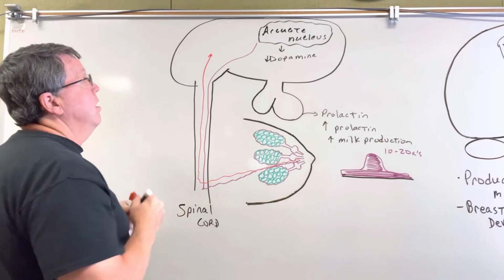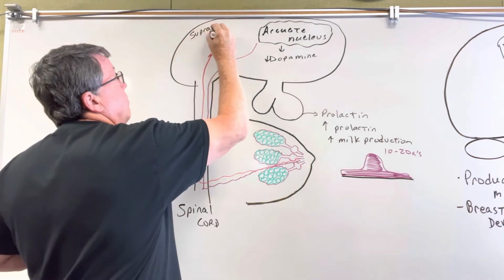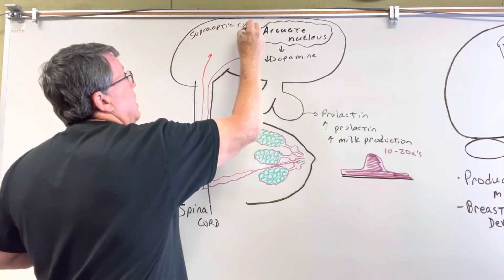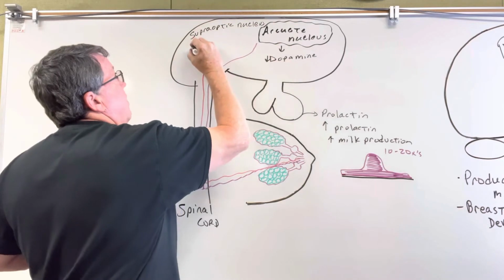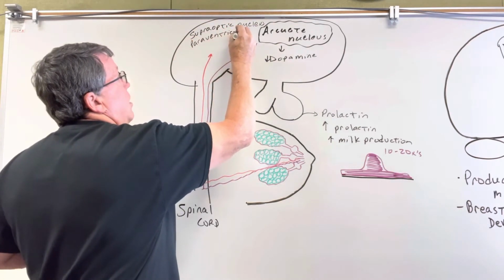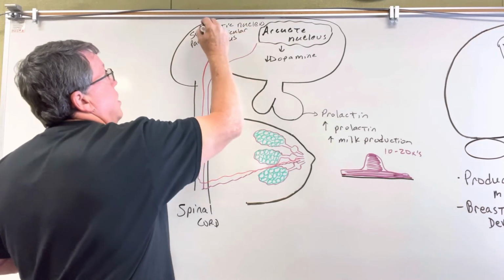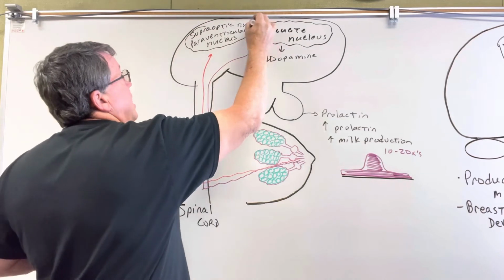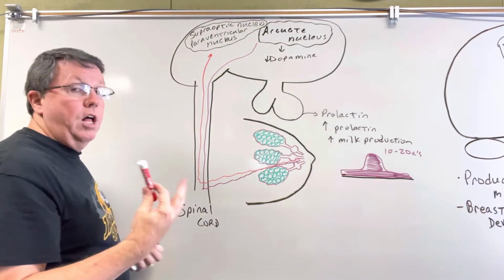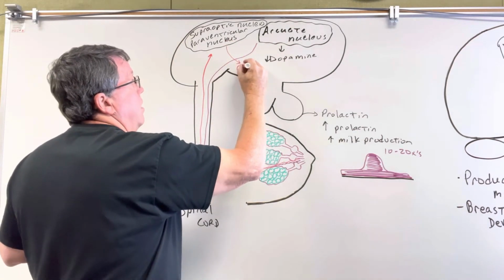But back in here, we have the supraoptic nucleus, and we're going to have the paraventricular nucleus. Okay, so there's 2 more nuclei that are in here, and they're going to release a hormone that we are going to call oxytocin. So they're going to secrete something called oxytocin, right?